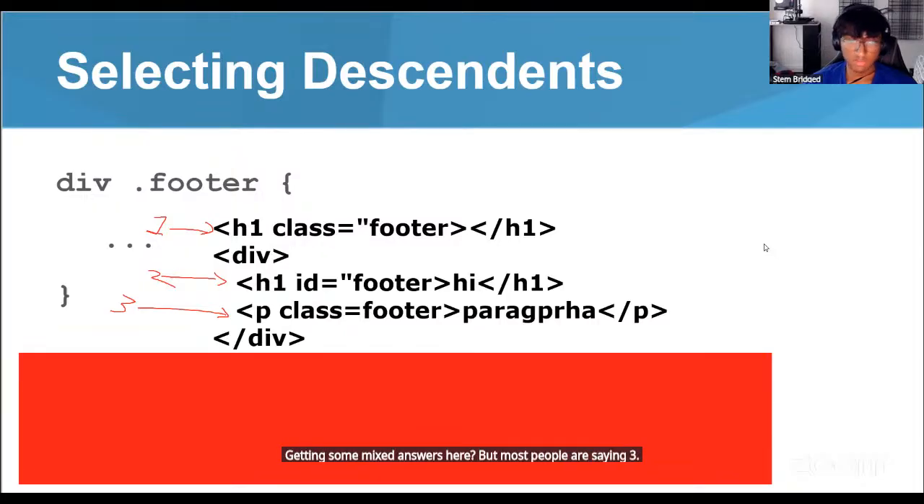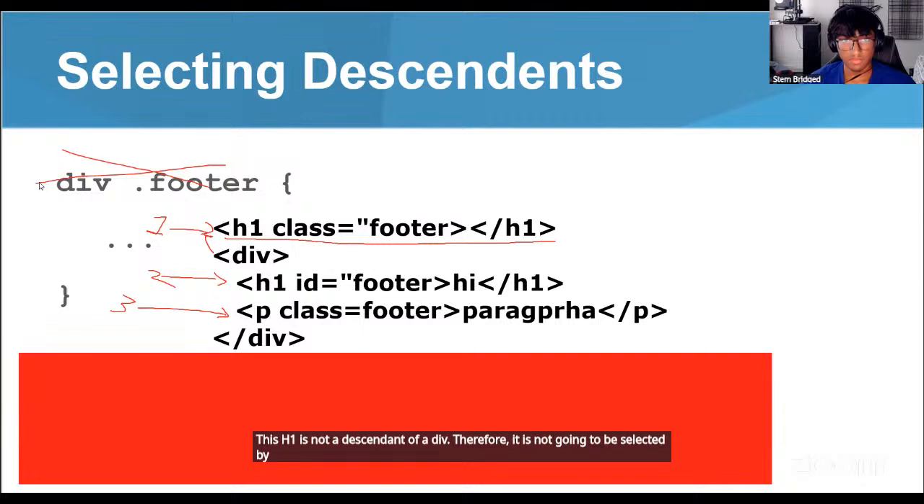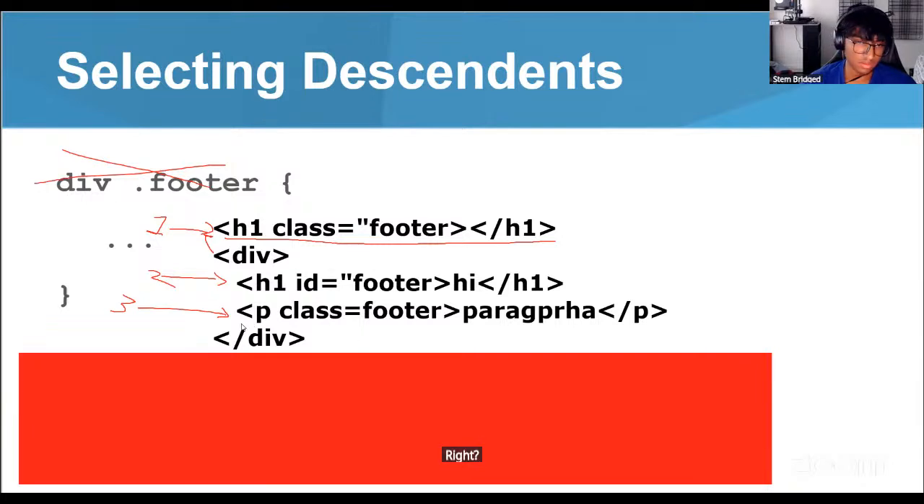The answer is 3. It's not 1. Why is it not 1? Because 1 is not inside of a div, right? Look, this is outside of a div. This h1 is not a descendant of a div. Therefore, it is not going to be selected by this, right? Now let's take a look at the rest of these.